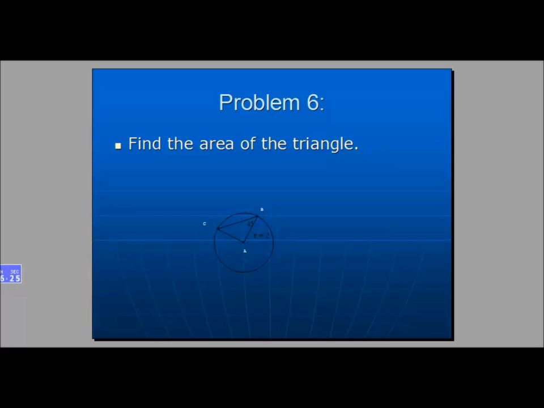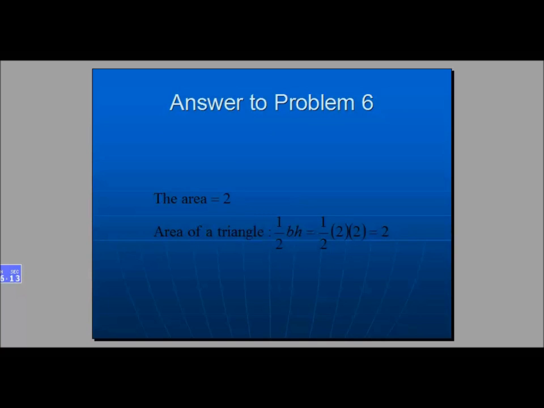In problem 6, you are told to find the area of the triangle. Note that the base angle is 45 and the radius is 2. The area of the triangle is 2. The area of a triangle is 1/2 base times height, and that's 1/2 times 2 times 2, which is 2.